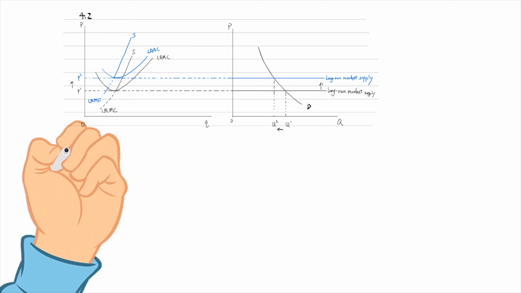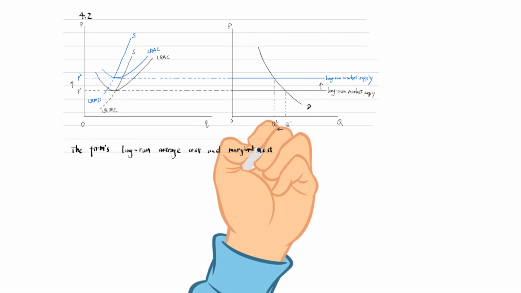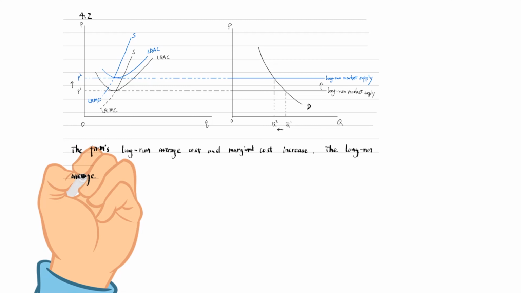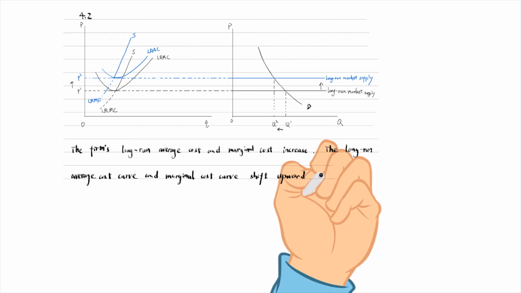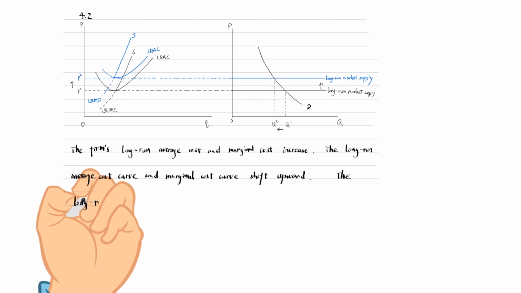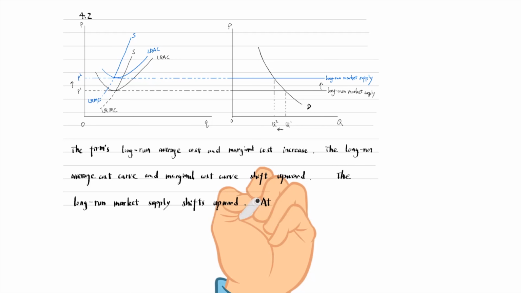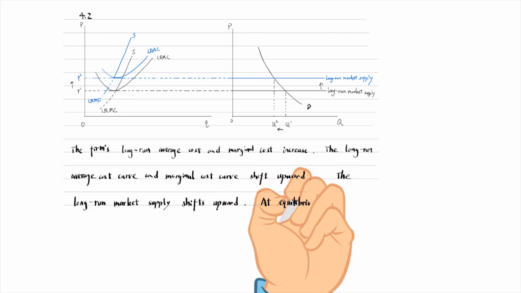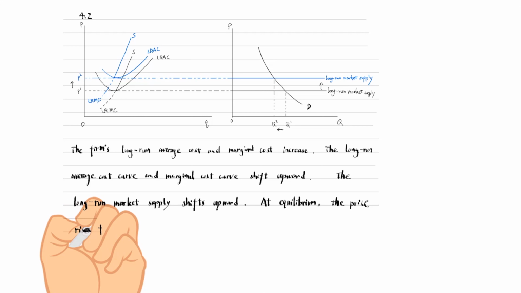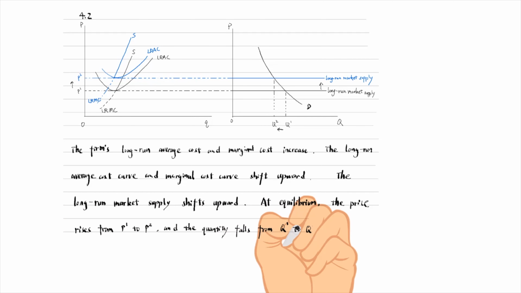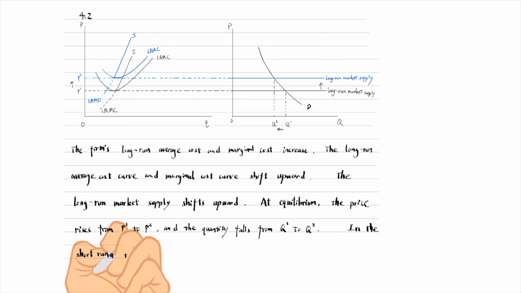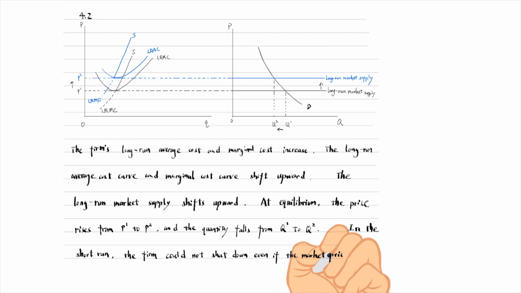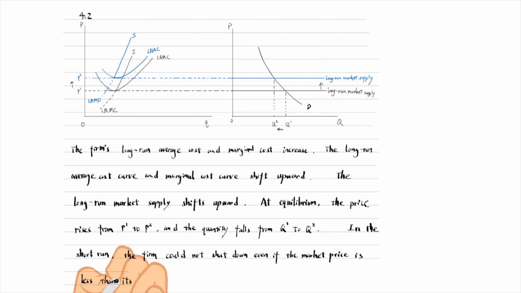In the long run, the firm's cost will increase, and the long-run average cost curve and marginal cost curve shift upward as a result. The long-run market supply curve shifts upward. At equilibrium, the price rises from P1 to P2, and the quantity falls from Q1 to Q2. In the short run, the firm could not shut down even if the market price was less than its average variable cost. The shutdown rule doesn't work.